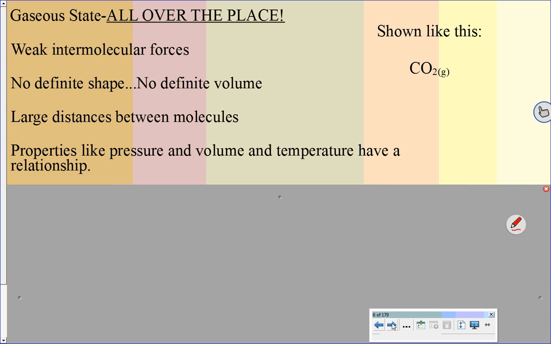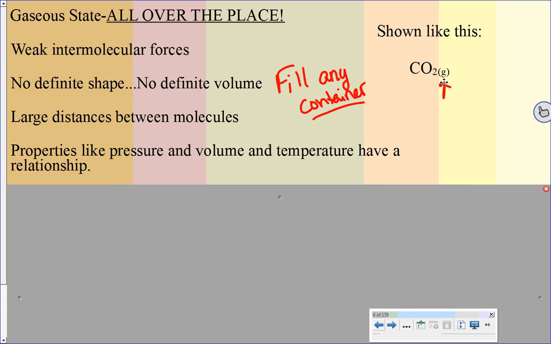In the gaseous state, molecules are all over the place. We indicate this with the little G right here. Gases have the weakest intermolecular forces. They do not have a definite shape. They do not have a definite volume. They will fill any container you put them in. If that container doesn't have a top, they will just leave the container.